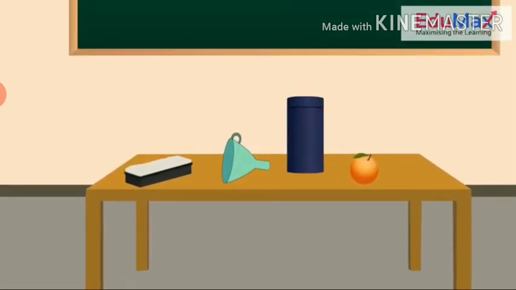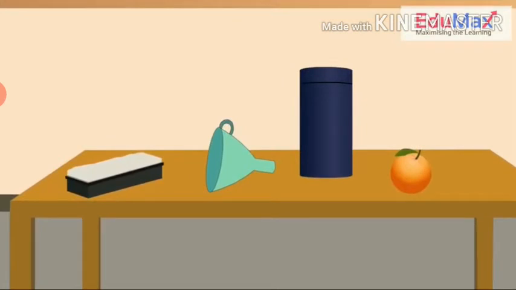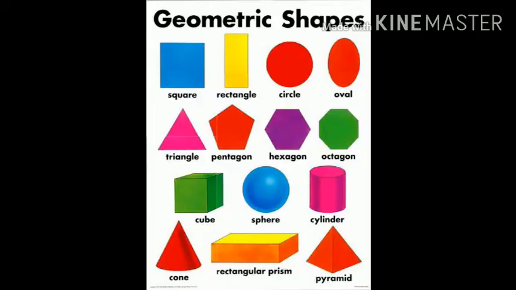Here you can see a duster. It has a cuboid shape. Funnel, it has a cone shape. Container, it has a cylinder shape. And orange has a sphere shape.